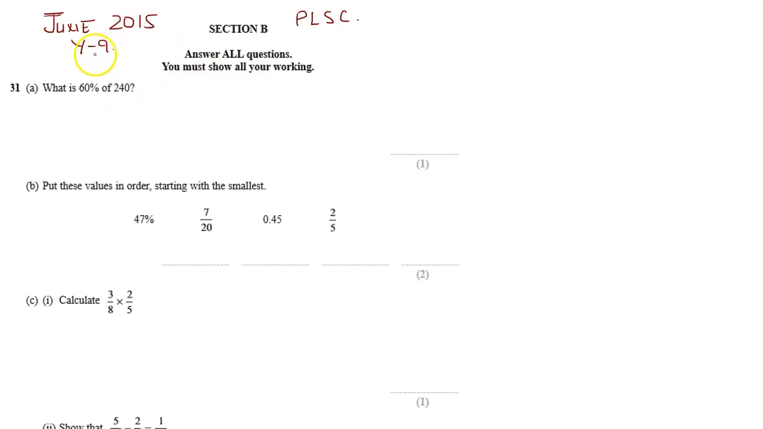This is June 2015, Year 9, PLSC at Excel. Achievement test. Question number 31 is, what is 60% of 240? Percent: per means over 100 and of means multiplication.